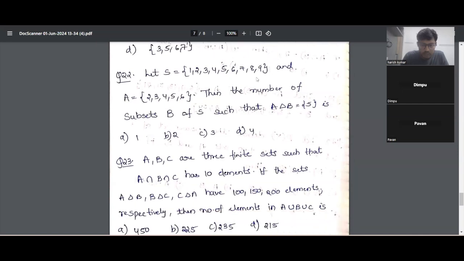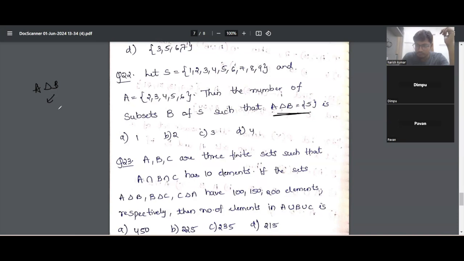So let's solve this question, the 22nd question. This is the set S and this is the set A. Then the number of subsets B of S, right, such that A delta B is {5}. So we have to find the number of subsets of S such that this condition is satisfied. Now, what is A delta B?